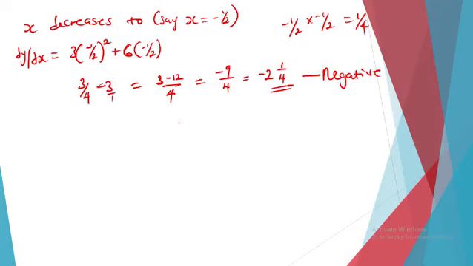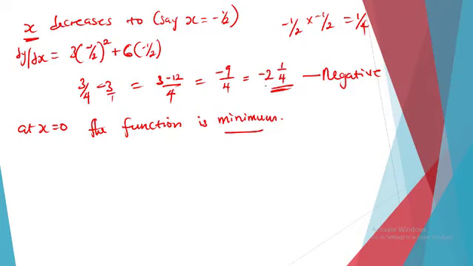This is negative. Now at x equal to 0, the function is minimum. The function is what? Minimum. Why is it minimum? It is minimum because when x decreases, it gives us what? A negative number. It is maximum when x decreases and gives us what? A positive number. But when x decreases and gives us a negative number, then the function is minimum.